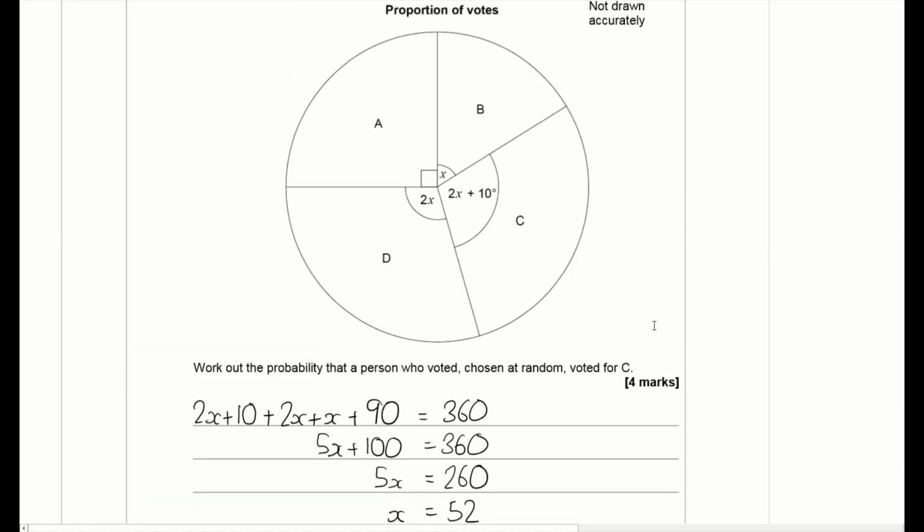Now, the probability that a person voted for C is the same as the proportion that the C sector makes up of the entire pie chart. So in other words, what proportion is 2x plus 10 out of 360 degrees? And that's what you're trying to answer. So probability and a proportion mathematically are actually identical.